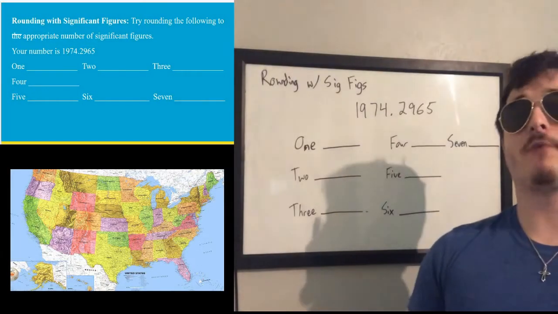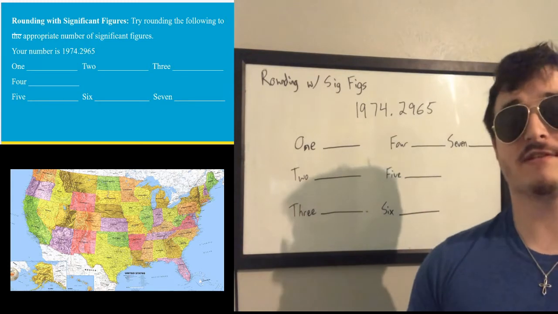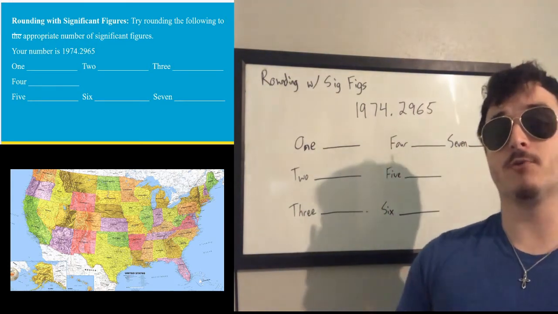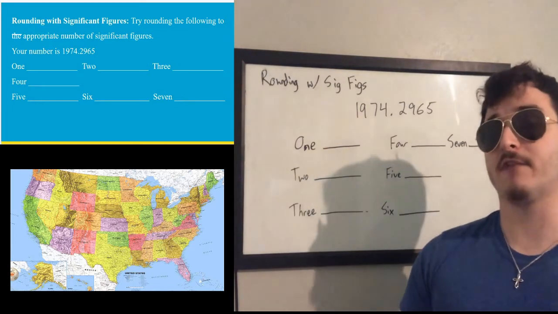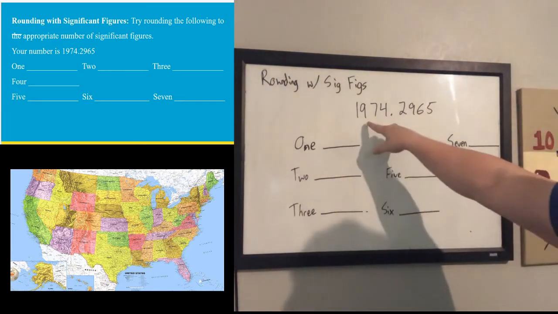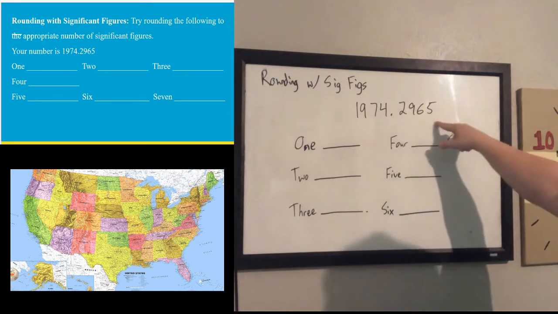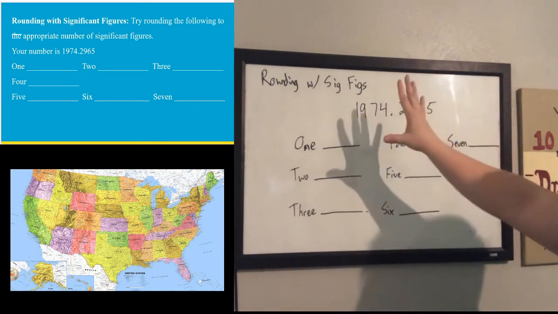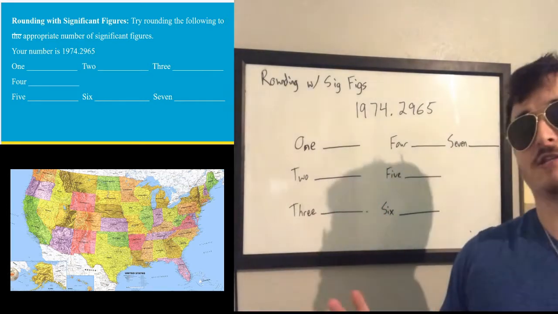Now we are going to practice rounding values to the appropriate number of sig figs, and this is going to apply whenever we're actually doing calculations with measurements. Maybe it's numbers that you gather in the lab, or maybe it's numbers that we provided for you. Either way, we're going to round the following number, 1974.2965, to each of the following amounts of sig figs, okay? So 1 through 7.